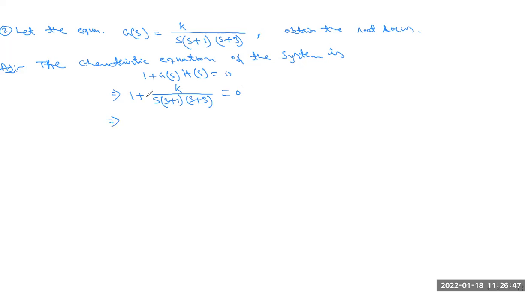Now you have to solve this equation. Here you can see s(s+1)(s+3), so the highest order is s to the power 3. You have to multiply it out. The equation is coming, I think, s cube + 4s squared + 3s + K, multiplied by the denominator part, equals 0.